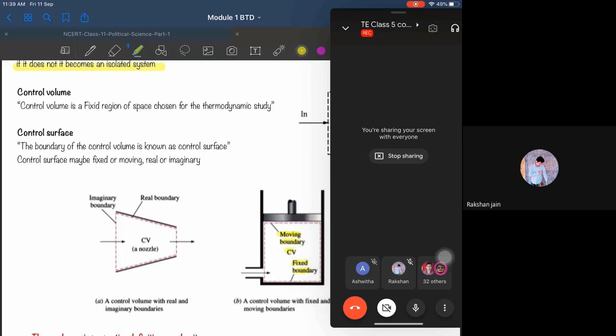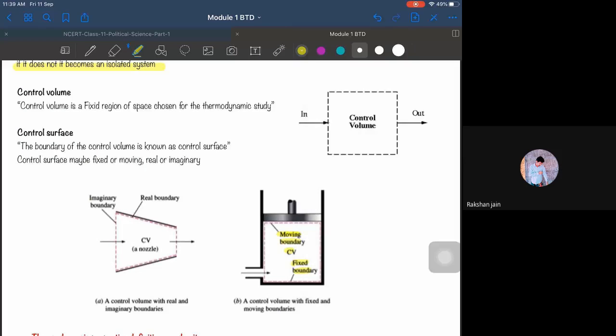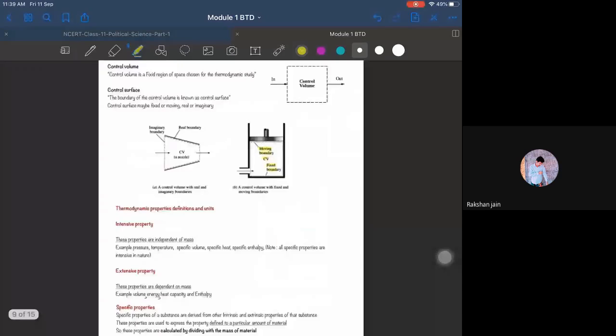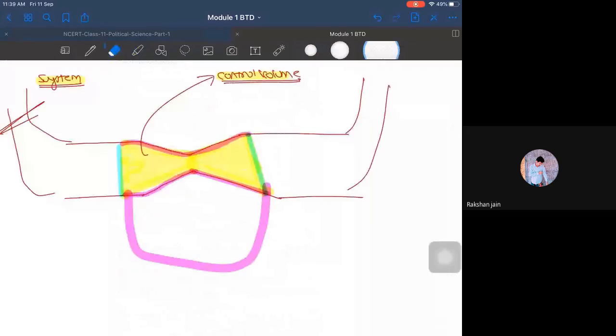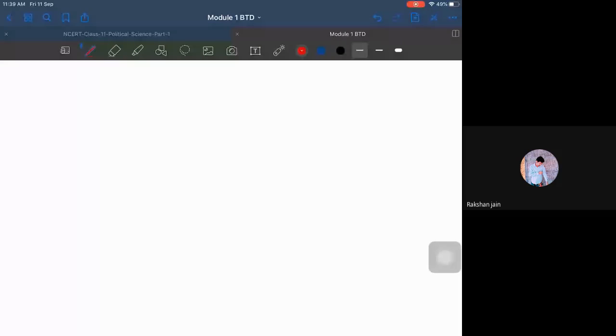Yes, sir. Okay. So next, there is a very important concept of types of properties. There are two categories of properties. Of all the thermodynamic properties you want to study, there are two categories. Number one is intensive and number two is extensive. So what are intensive and extensive really?